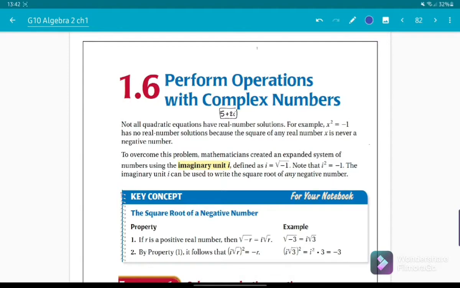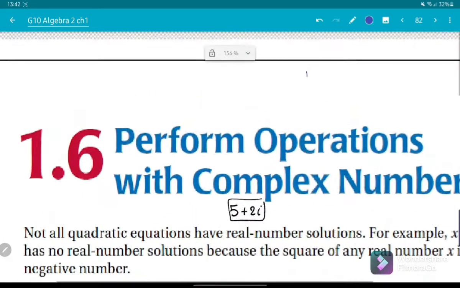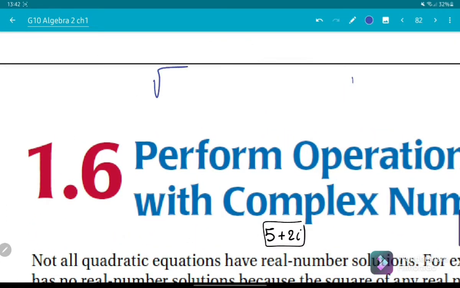In this video I will teach you the meaning of complex numbers and how to perform operations on complex numbers. Let's have first some questions. For example, if I asked you what is the value of the square root of 25? The square root of 25 is 5. This answer is a real number.